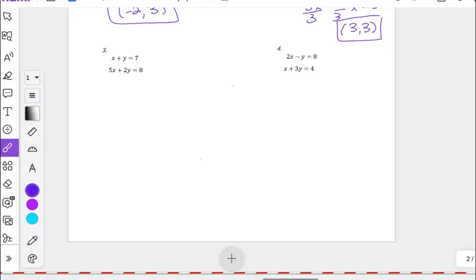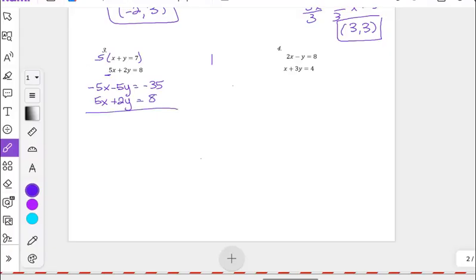For that, I'm looking at my coefficient for x, which is 5. So the opposite of 5 is negative 5. So I'm going to multiply this entire first equation by negative 5. I get negative 5x minus 5y equals negative 35. Then I'm just going to rewrite the second equation under it exactly how it is.